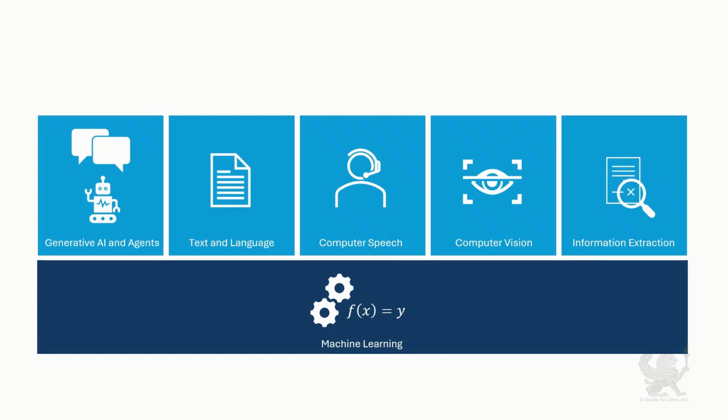AI is not one feature. It's a toolbox of capabilities. The better you define the jobs your application needs to do, the easier it becomes to plan the right implementation.